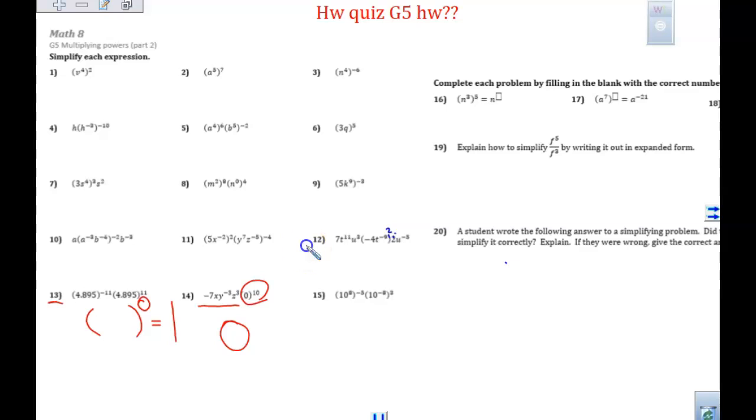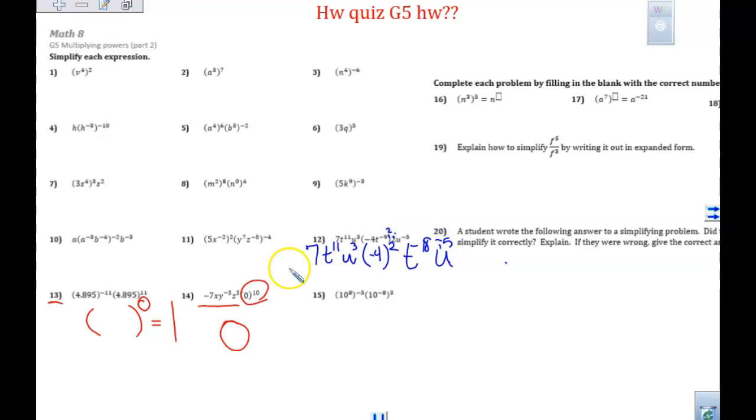So the first thing I'm going to do is I'm going to write everything. I have 7, t to the 11, u to the 3. This 2 is telling me that I have to have negative 4 to the 2nd. And here, I'm going to take negative 9 times 2. That gives me negative 18. And then t to the negative 5.